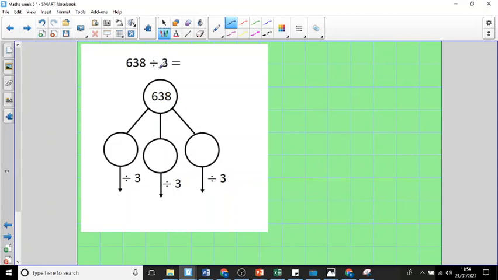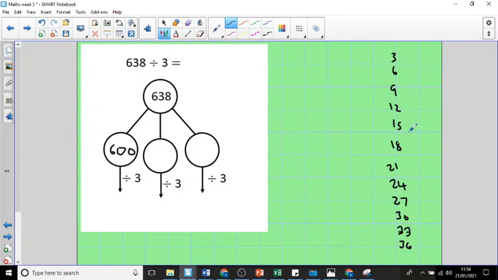Okay, so 638 divided by 3. How might we go about partitioning this one? Well, I would probably do 600. And I'm going to explain that again, because if I quickly write down my 3s, 3, 6, 9, 12, 15, 18, 21, 24, 27, 30, 33, 36.